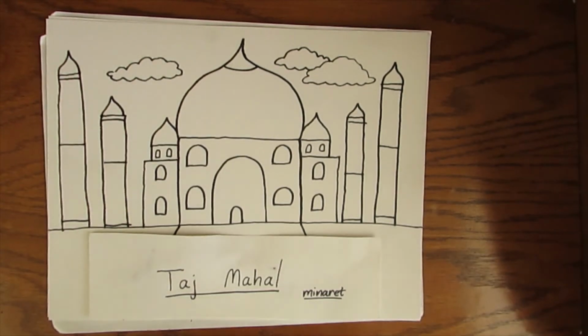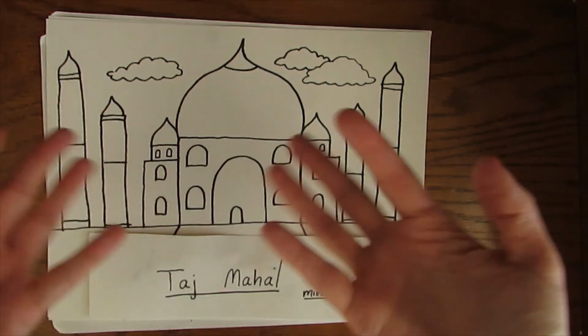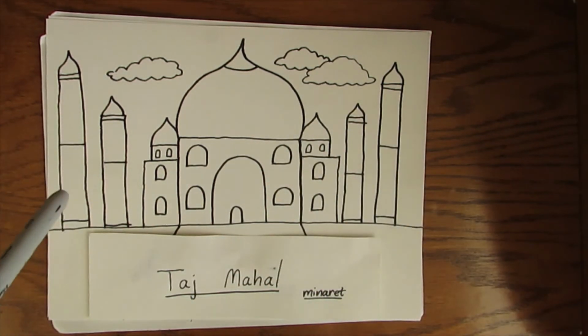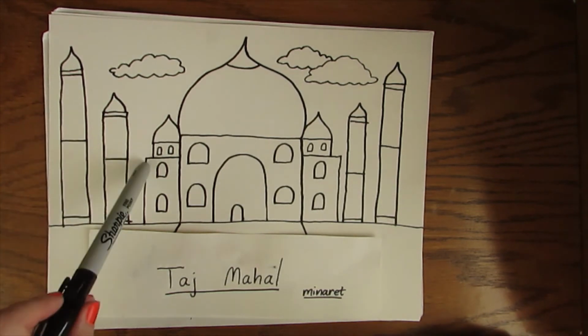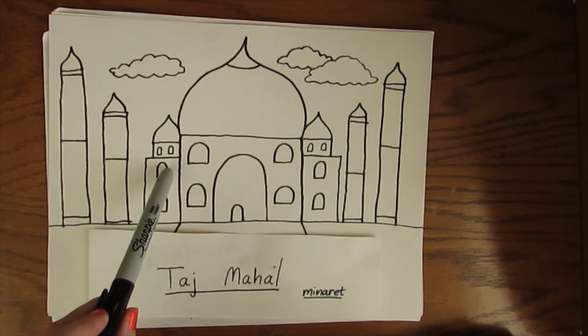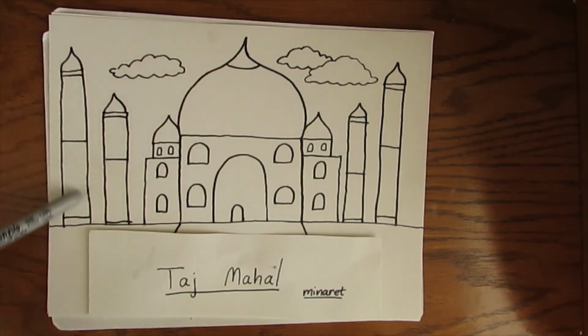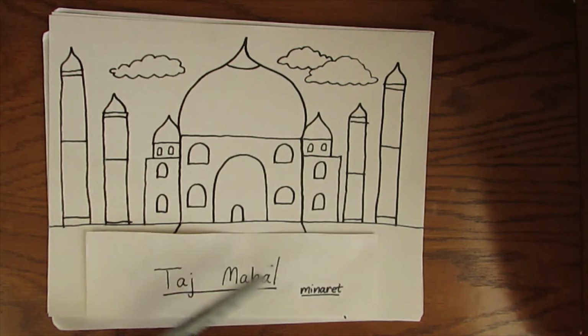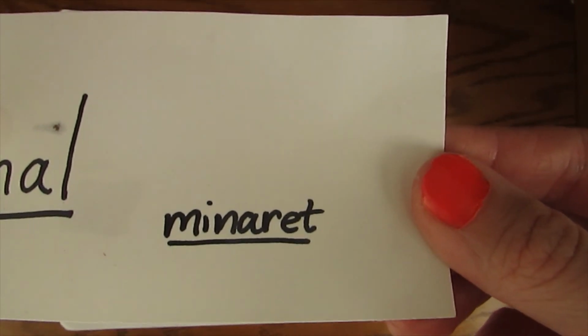But alright, so the basic facts I want you guys to remember with our beautiful Taj Mahal is that this is an example of Indian architecture, and the biggest parts of it that I want you to remember are the onion-like domes on top and the skinny buildings called minarets. So let me zoom in here. That's how you spell minaret.